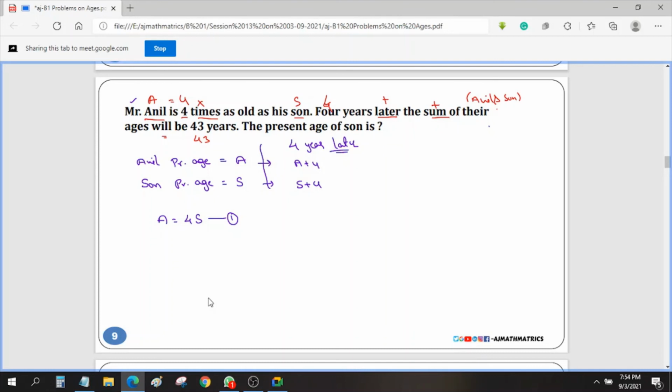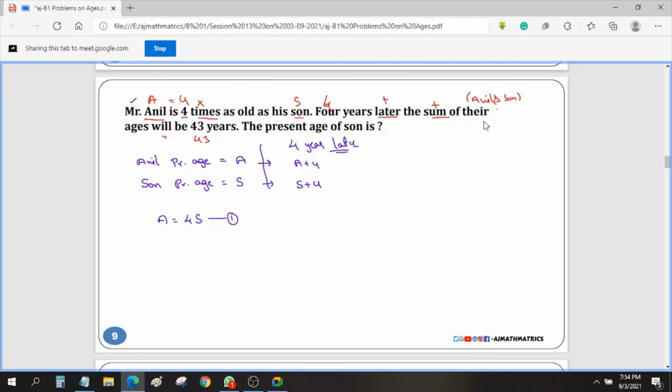So we need to do this: increase both persons' ages when it says later. When dealing with age questions, whenever the data says 10 years later, 4 years later, 5 years later, we need to increase all the persons' ages in the question. And if it says 4 years back or 5 years back, we need to decrease the ages of all the persons. So that is A plus 4 and S plus 4.